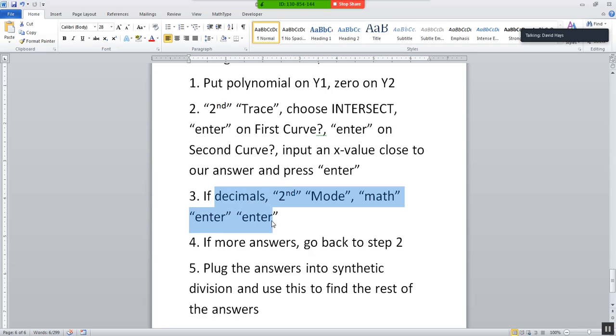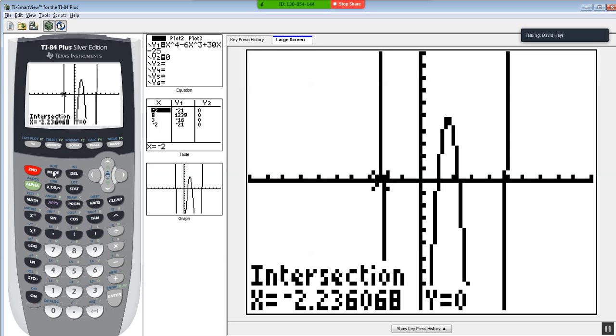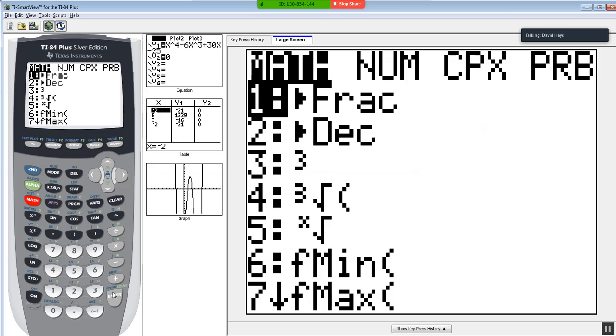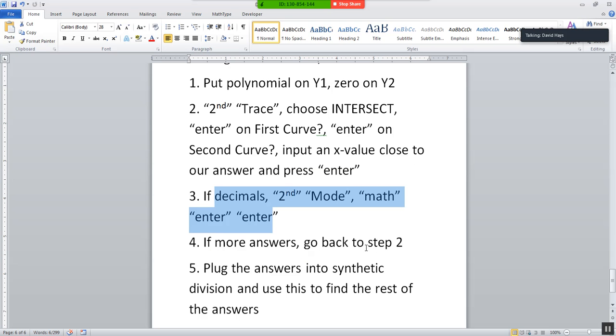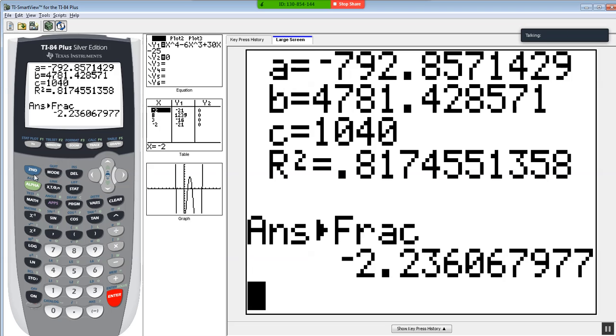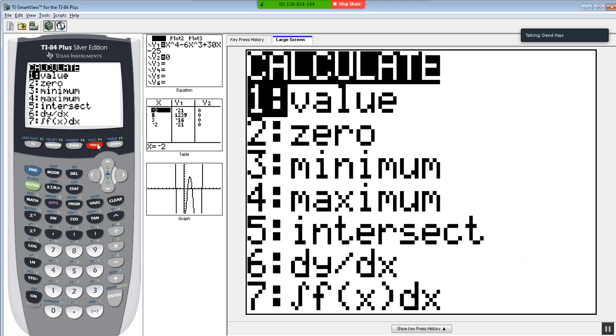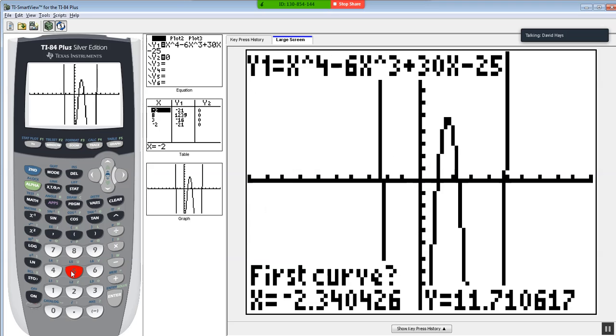Second mode, math, enter, enter. It doesn't change to a fraction, which means we can't use it. Well, let's find our second answer. So I'm going back. If more answers, go back to step 2. So we're back at step 2. Second trace. Choose 5 for intersect.